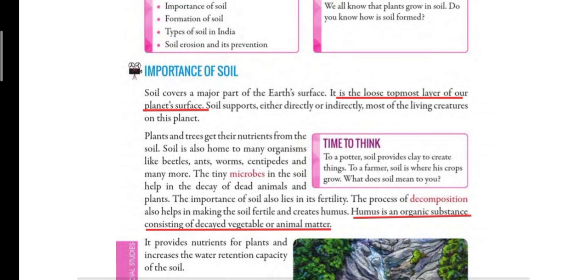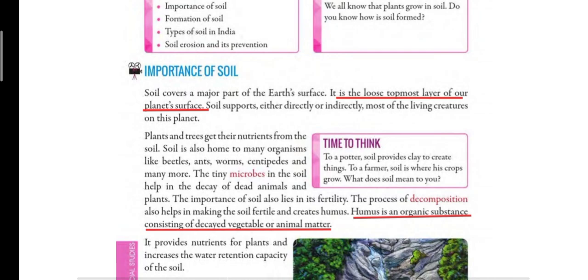So microorganisms like bacteria help in decay, meaning they help in the breakdown of plants and dead animals into very small or fine particles, and lastly they all get mixed in the soil itself. So these bacteria help in changing the plants or dead animals into the soil itself. So this is the third importance of soil.